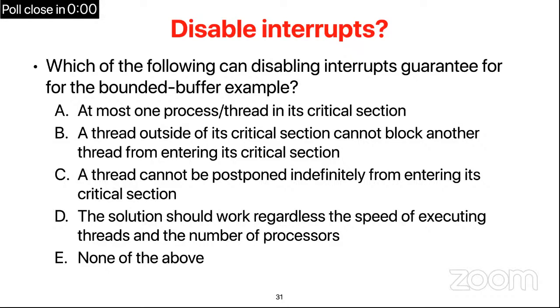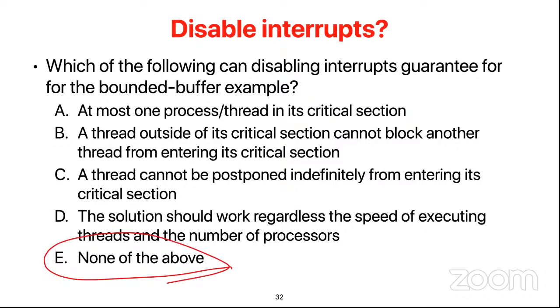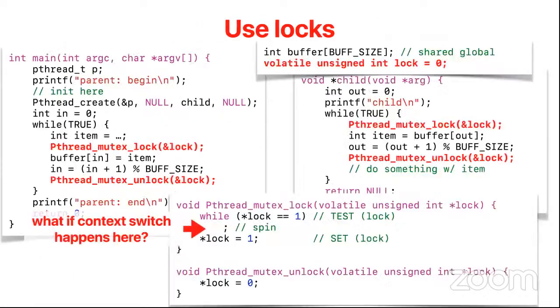Right. So the thing is that disabling interrupts would work if you only have one processor. However, it doesn't work in the era of multiple processors, right? So for this question, I would say the answer, unfortunately, still doesn't work. So then you might ask me, okay, professor, what's the right way of getting it?